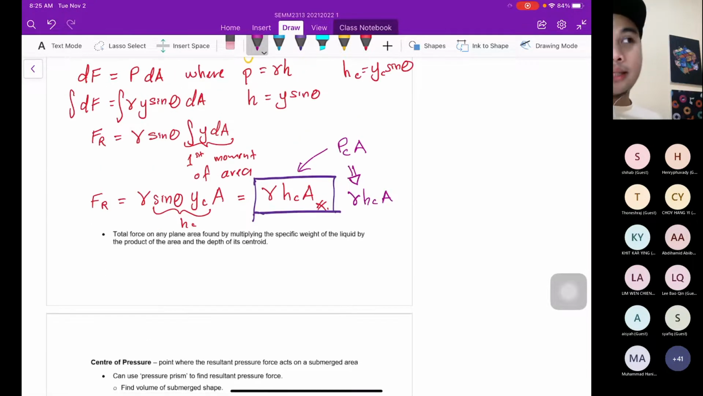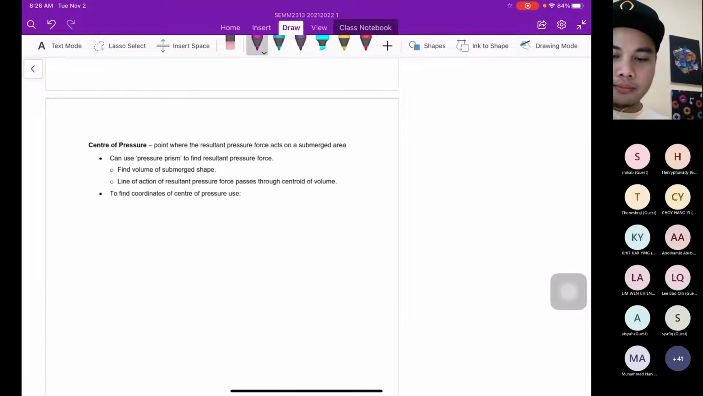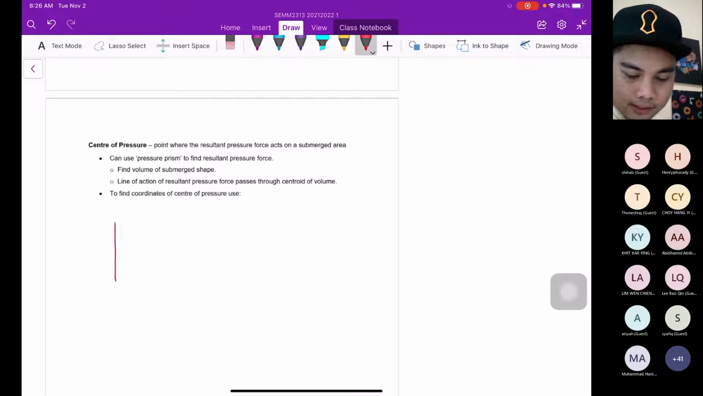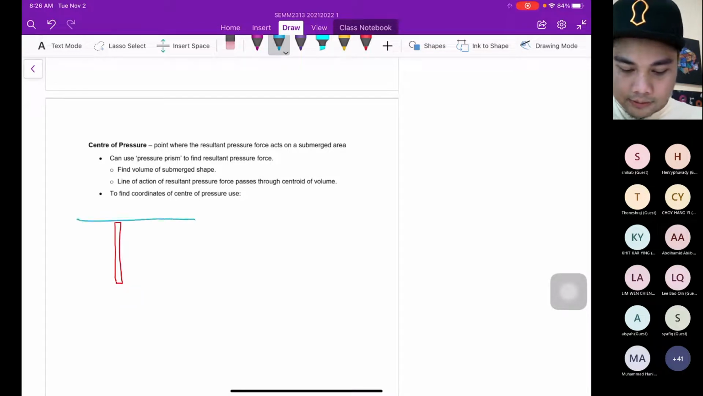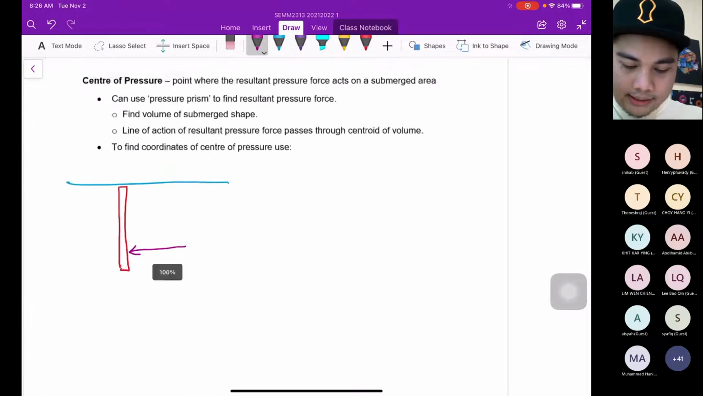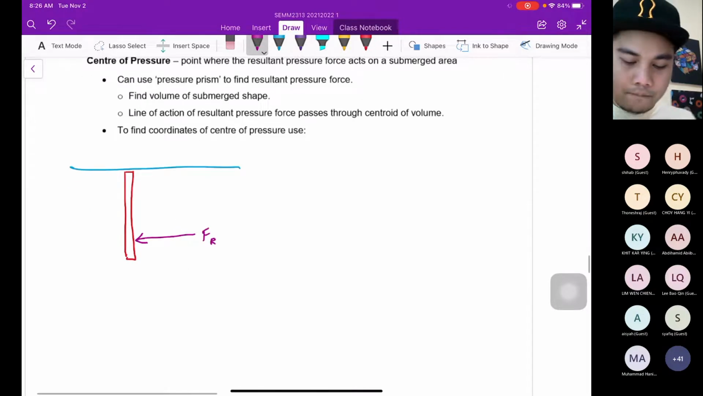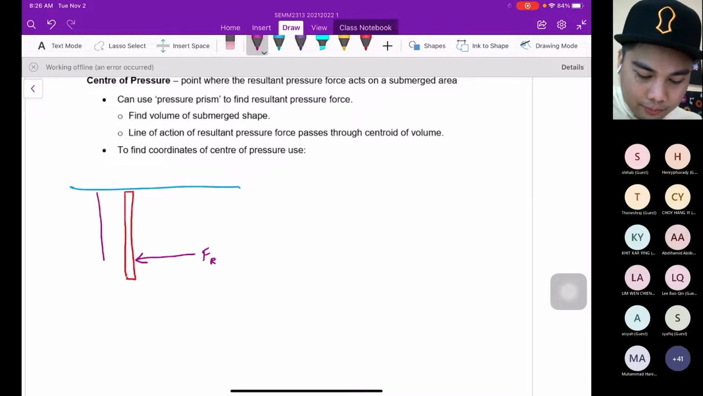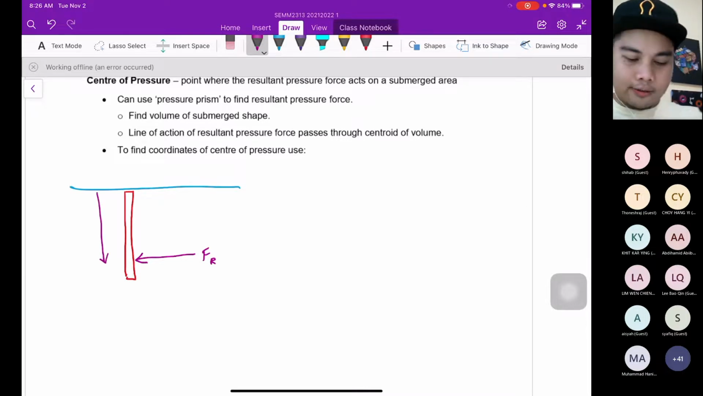Since the force is a vector quantity, we must know the magnitude and the direction. Once we derive the magnitude, however, how about the direction? The location of the resultant force. So, for example, this is the plane. I consider the vertical plane. And then this is the resultant force, FR. So, how to get this value? Any idea?